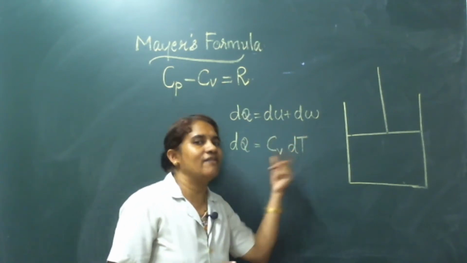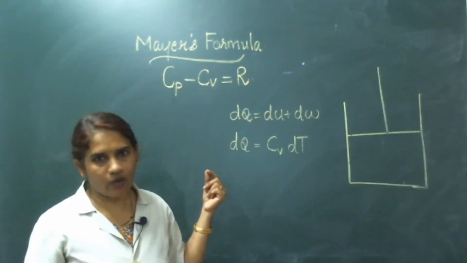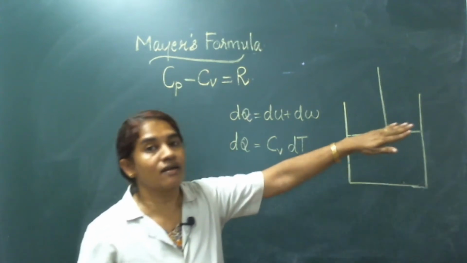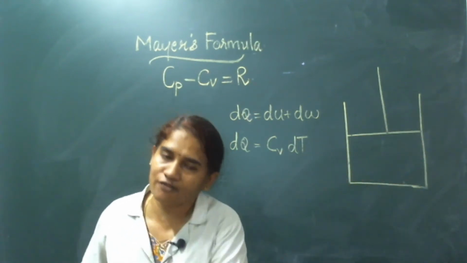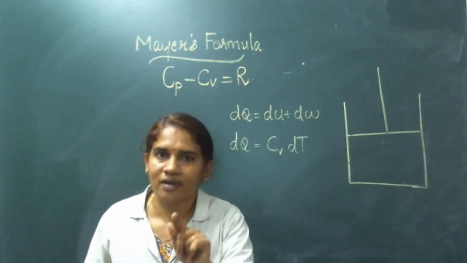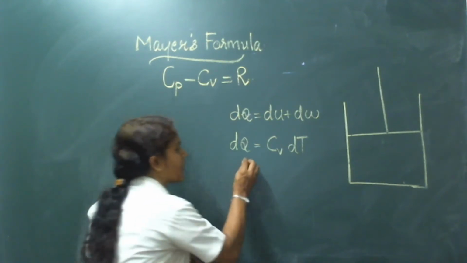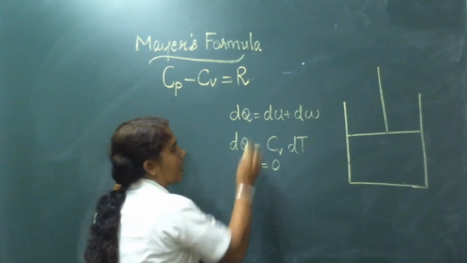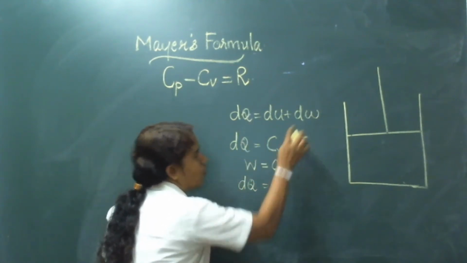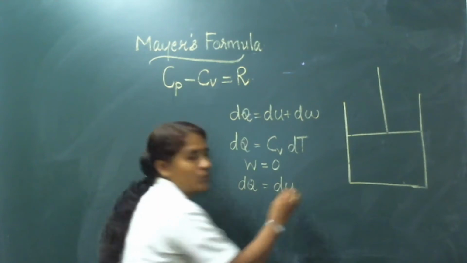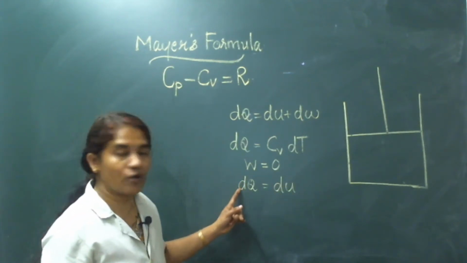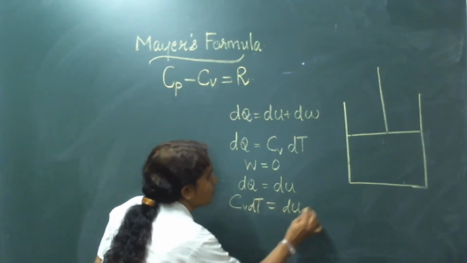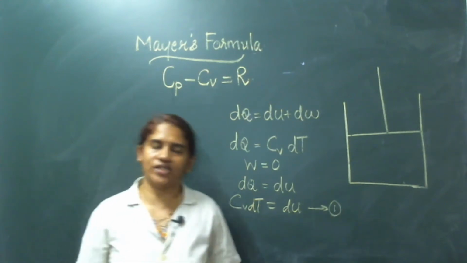If it is for dT Kelvin, Cv into dT. Okay. Now, this is under constant volume. Therefore, what about work done? Work is equal to P into change in volume. Since there is no change in volume, work is equal to 0. Since it is under constant volume, work is equal to 0, therefore we can write dQ is equal to dU alone. But what is dQ, the amount of heat supplied? Cv dT. Therefore, Cv dT is equal to dU.